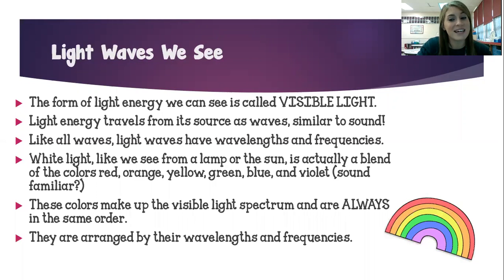If you didn't know why that sounded familiar, right here, that is a rainbow: red, orange, yellow, green, blue, and violet. That is the visible light spectrum, and that is why they are always in that order when you see a rainbow, because they are organized by their wavelengths and their frequencies.